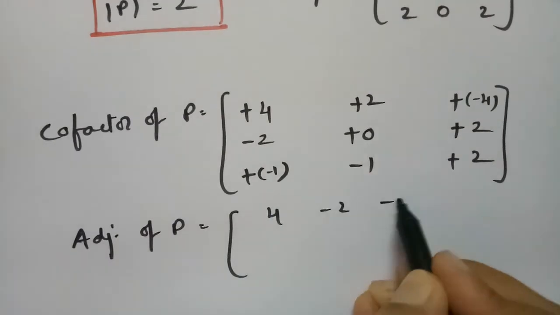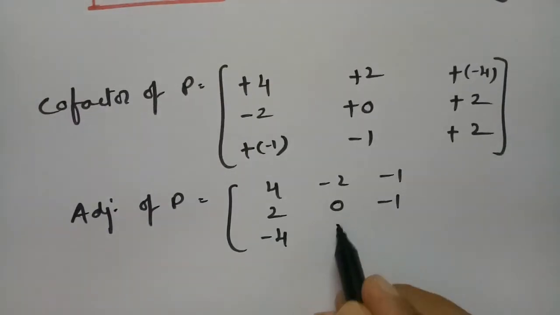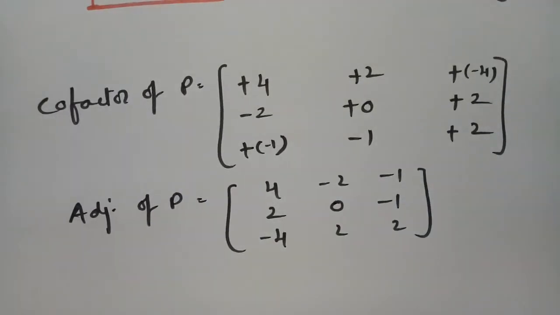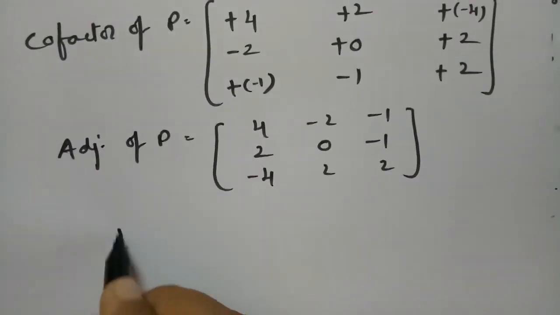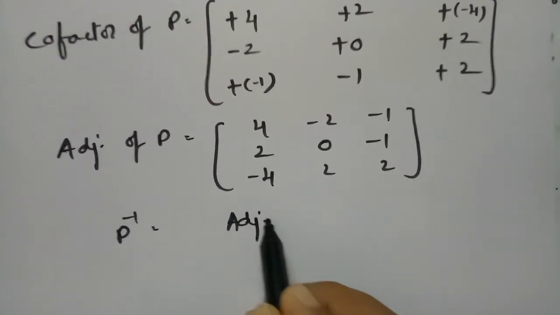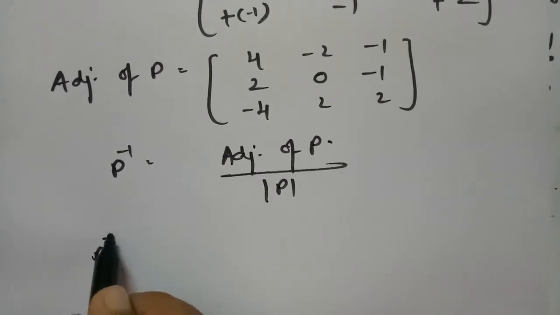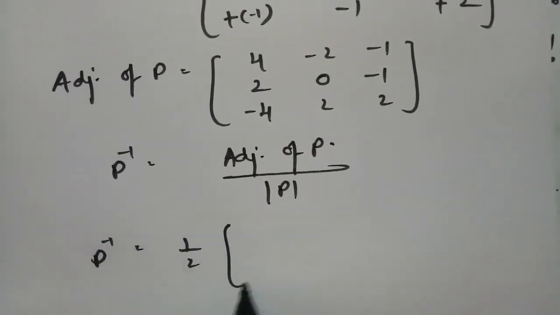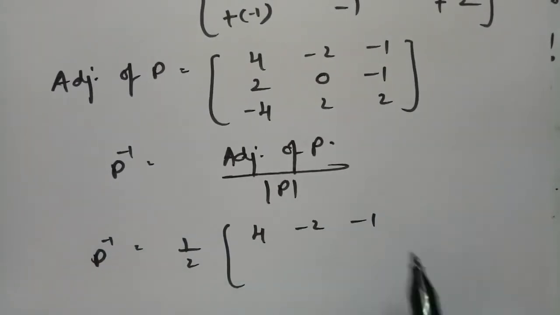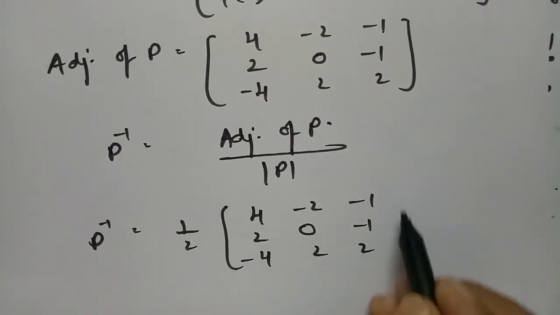This is 4 minus 2 minus 1. This is 2 0 minus 1. This is minus 4 2 2. So P inverse is equal to the adjoint of P divided by the determinant of P. So P inverse will be 1 by 2 times 4 minus 2 minus 1, 2 0 minus 1, minus 4 2 2.